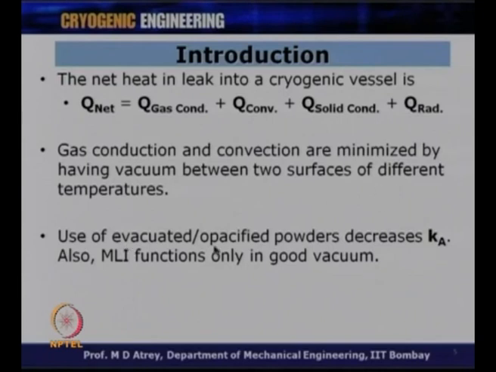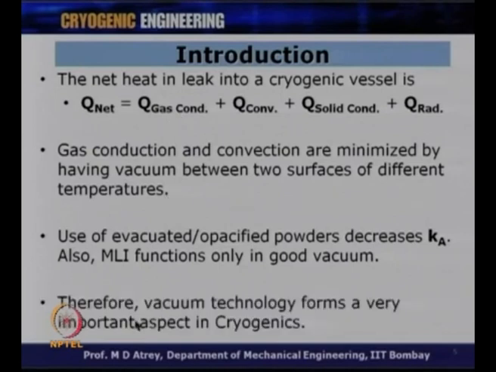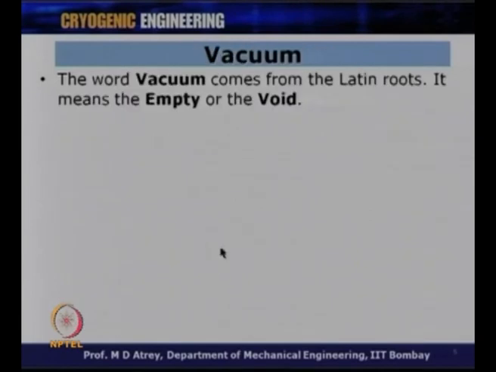And we know that all these powders and also multilayer insulation work only when good vacuum is there. So, that means that all these modes of heat transfer which bring about heat inleak into the system can be taken care of if we have very good vacuum. So, vacuum technology forms a very important aspect in cryogenics. We have just seen that all these modes of heat transfer get minimized when we have a very good vacuum and therefore, vacuum becomes an integral part of cryogenic engineering, a very important technology to be used always with cryogenics. So, what do we mean by vacuum?